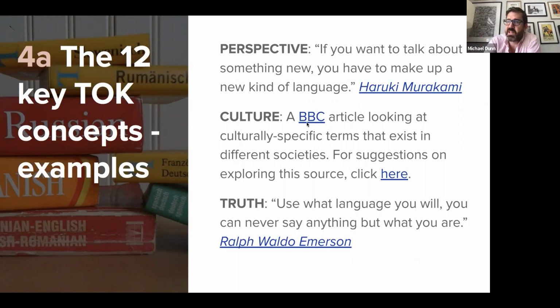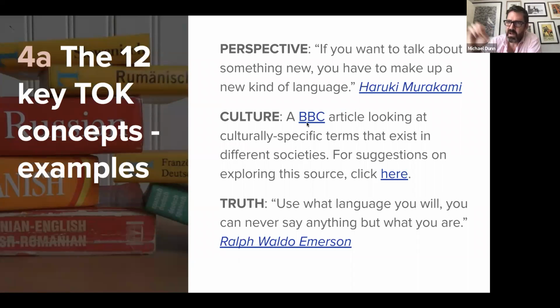Culture. This is a fantastic article. There are loads of articles like this. This is a BBC article looking at culturally specific terms that exist in different societies. So when you have a look at this presentation, you can follow that link to the article. It's a really good article. And I've got some suggestions there about how you can explore that source and the kind of things that you can discuss with your students.